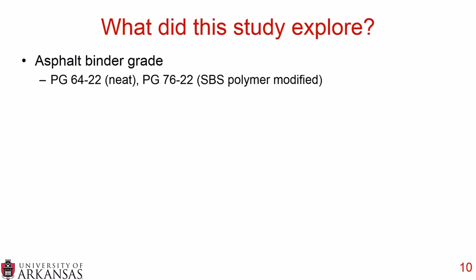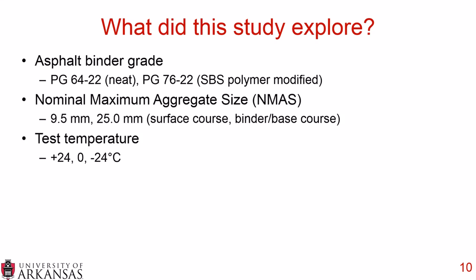So in this study, Dr. Yang explored the influence of asphalt binder grade. He looked at a PG64-22, which was a neat asphalt binder, and a PG76-22, which is an SBS polymer modified. He looked at two different nominal maximum aggregate sizes, or NMAS, 9.5 millimeters and 25.0 millimeters. So here in the state of Arkansas, that is a typical surface course and then a typical binder or base course.